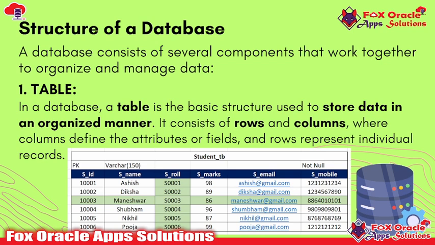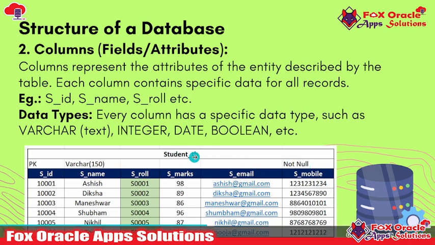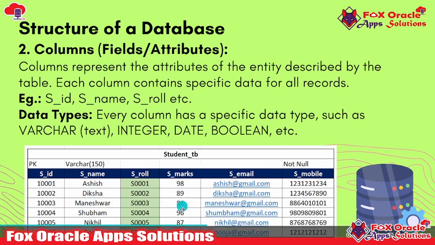Nowadays, when we say database table, it means a combination of columns and rows. When we talk about columns, we already discussed that a column is also known as a field or attribute. So we can say that student_TB is the name of the table having the attribute S_marks, which contains the marks of that specific student.